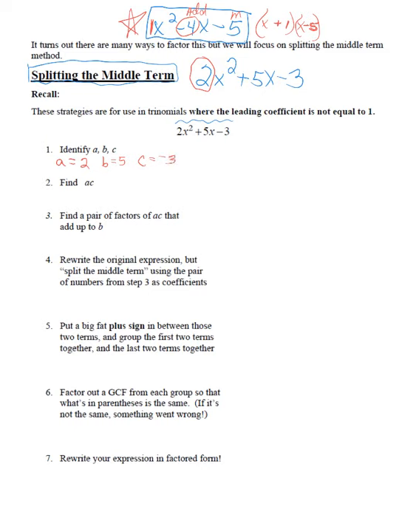Now, it's asking us to find the multiplication of a times c. So when I multiply a, 2, times c, negative 3, I come up with negative 6. And I want to put that number right down over here. That AC, a times c, is equal to negative 6. In fact, I'd rather just write it over here, okay? A times c is equal to negative 6.